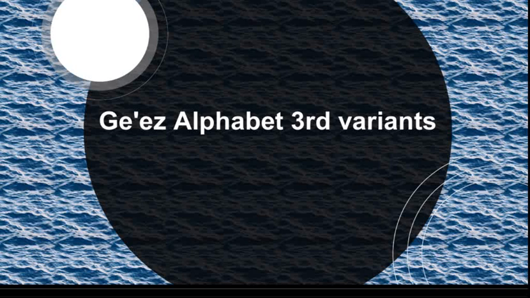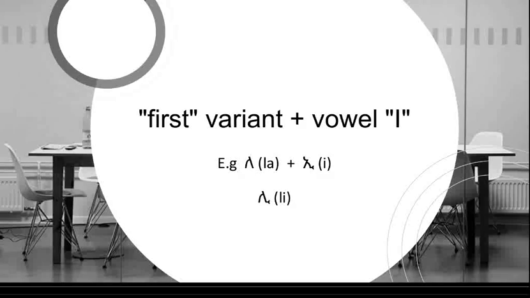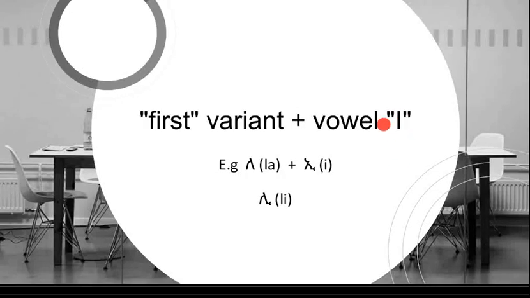In this video, we are going to pronounce the third variants of Ge'ez alphabet. The third variants of Ge'ez alphabets are structured with the vowel E. Vowel E added on the first variant. We get the voice of the third variant.